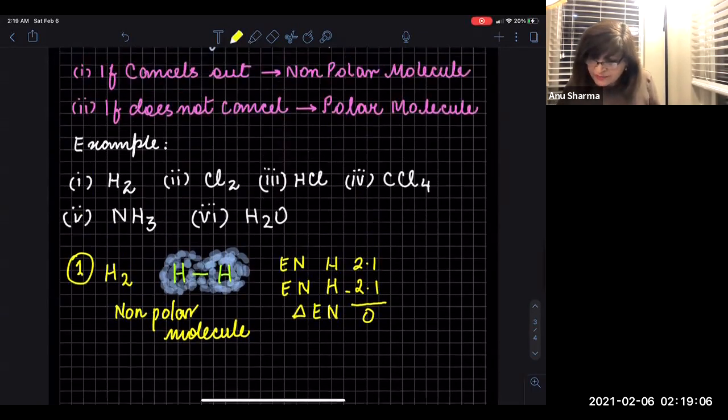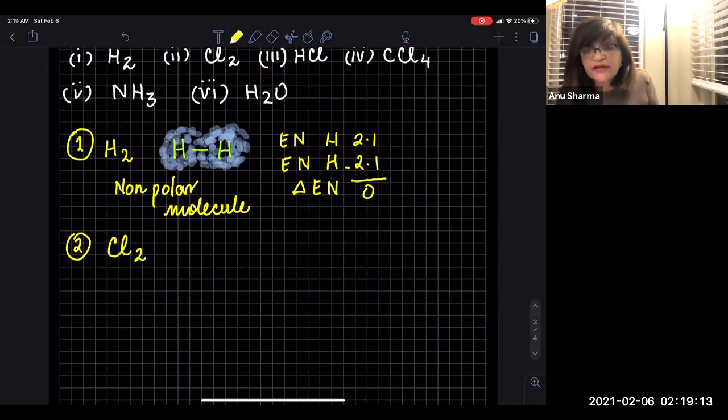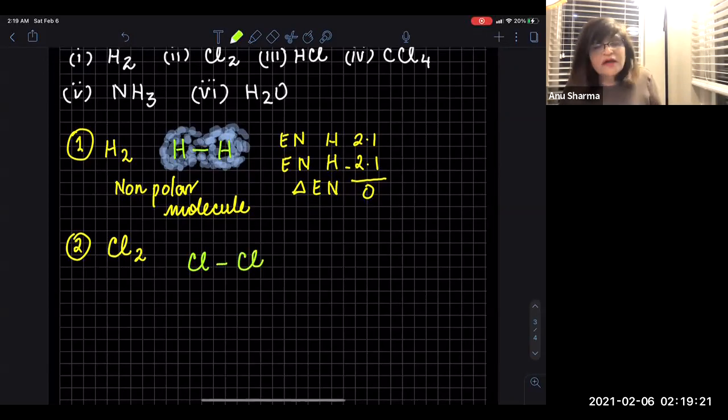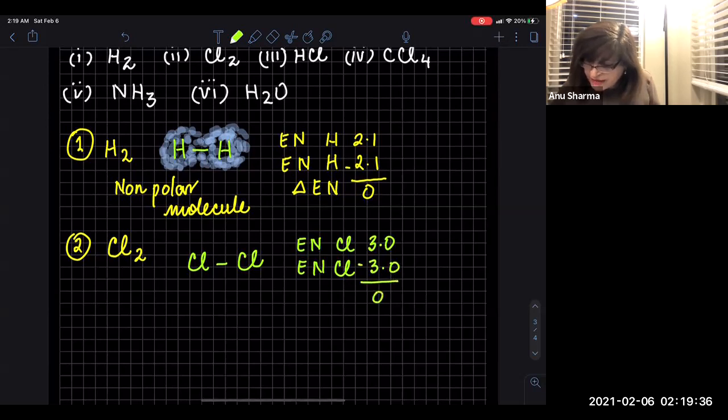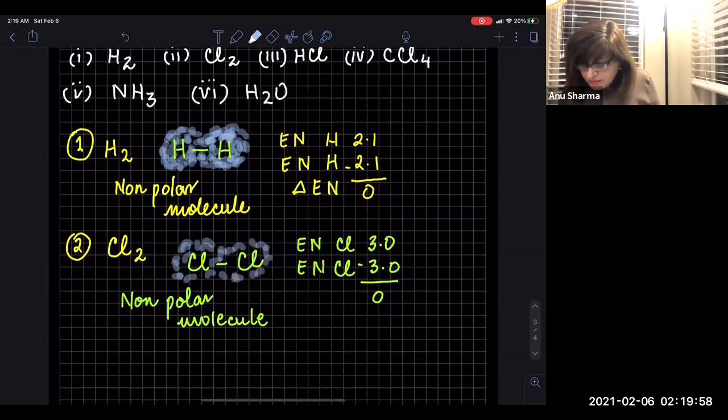Now let's look at another example, chlorine. Chlorine by default is highly electronegative, but here one chlorine is connected to another chlorine, so the electronegativity of chlorine is going to be the same here. Chlorine is 3.0 and 3.0, so when they are subtracted from each other, it becomes zero. And so again, this molecule is a non-polar molecule, although chlorine is a very highly electronegative atom. But when it connects to itself, overall this molecule will be a non-polar molecule.